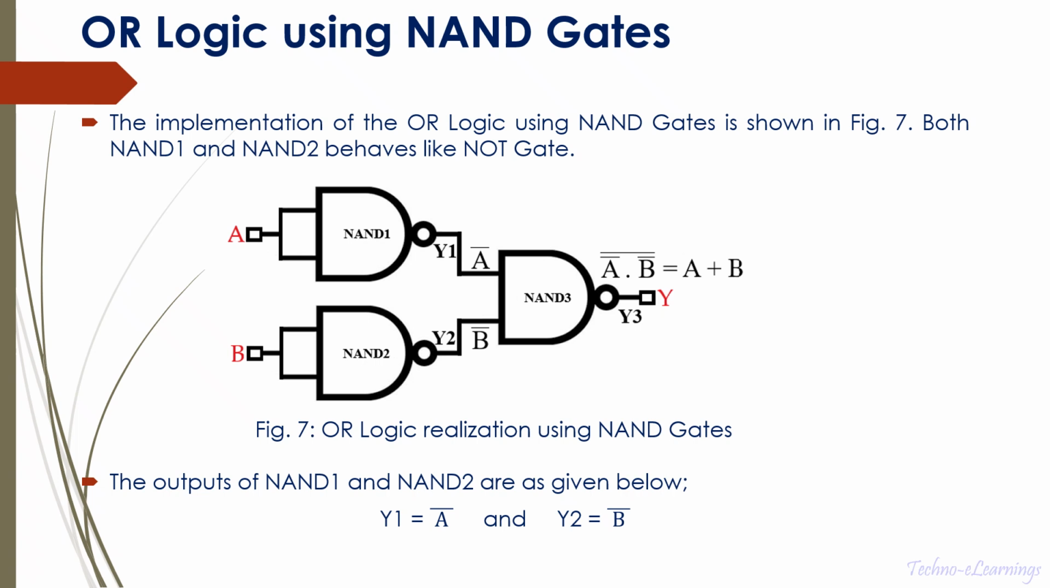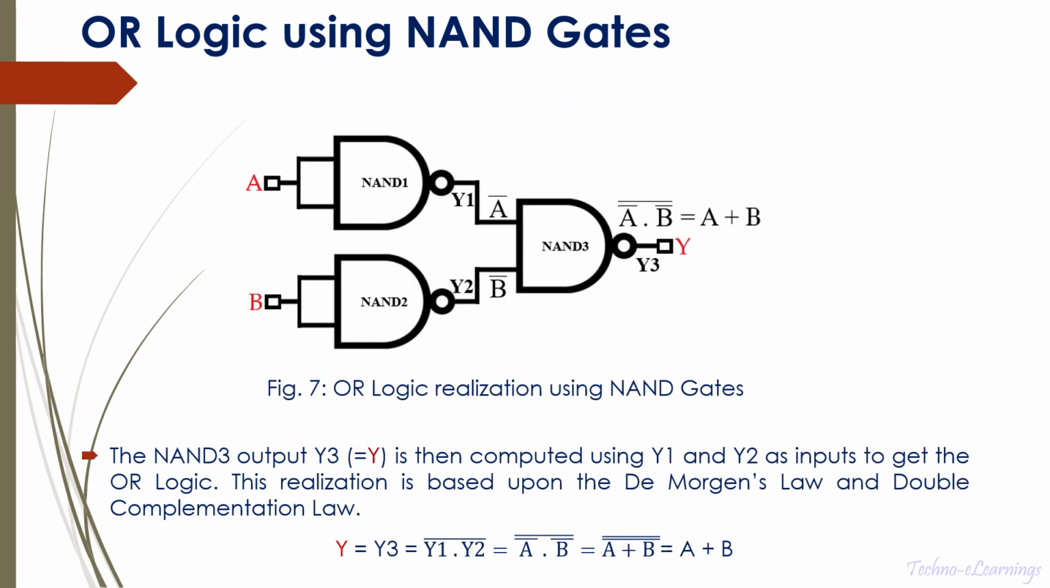Both NAND 1 and NAND 2 behave like NOT gates. The outputs of NAND 1 and NAND 2 are as given below. Y1 equals A bar and Y2 equals B bar. The NAND 3 output Y3, which is the same as Y, is then computed using Y1 and Y2 as inputs to get the OR logic. This relation is based upon De Morgan's law and the double complementation law. Y equals Y3 equals (Y1 dot Y2) whole bar equals (A bar dot B bar) whole bar equals (A plus B) double bar equals A plus B.